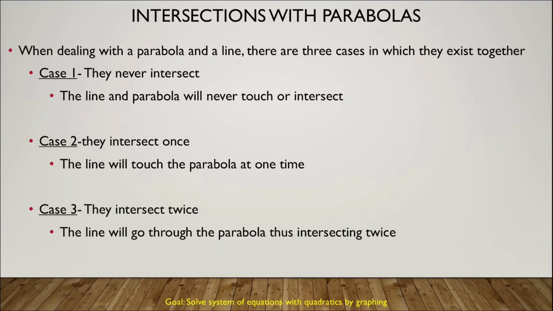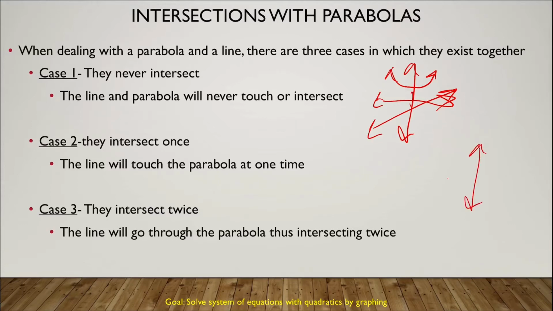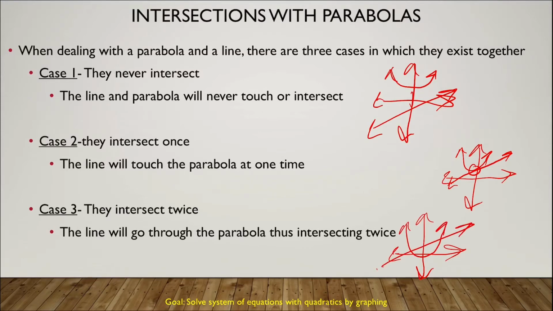Now with parabolas, I have a couple different cases. I have one where they never intersect, so it looks something like this. They're never going to intersect. I have the second case where they intersect exactly one time. It'd be something like that. There's my intersection point. And my third case is where they intersect exactly twice. Check right there and right there.